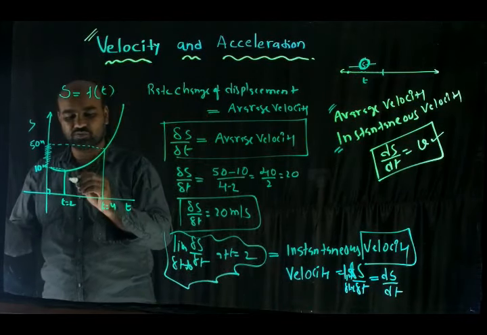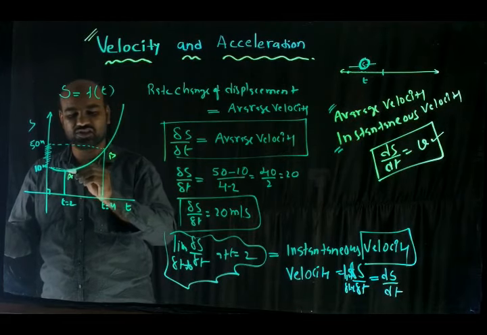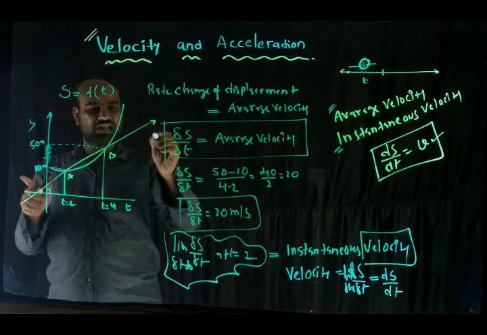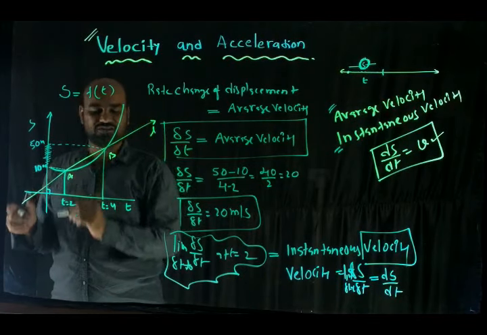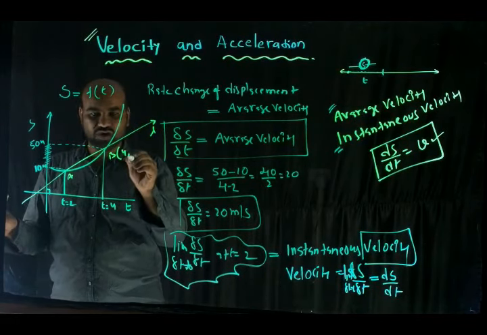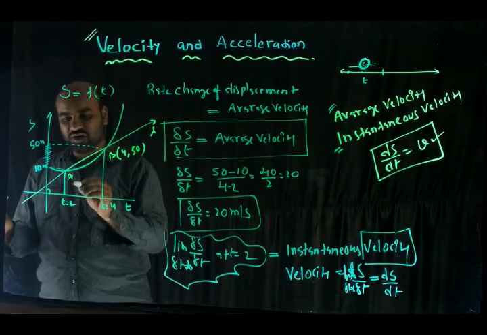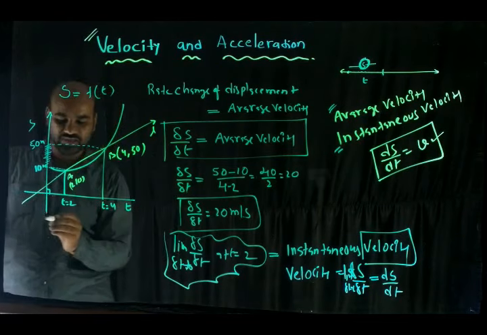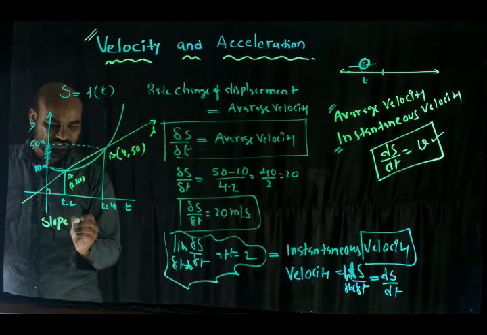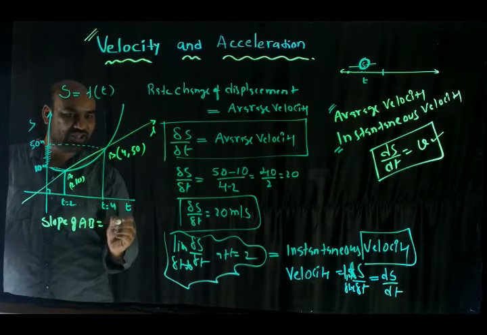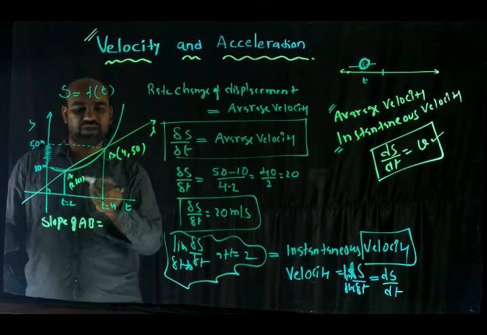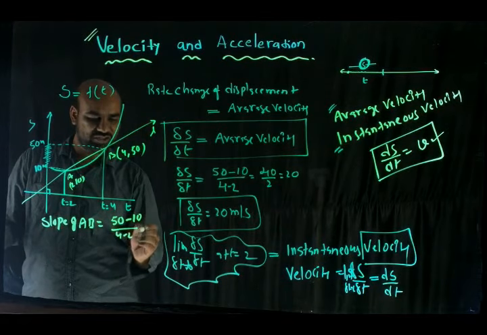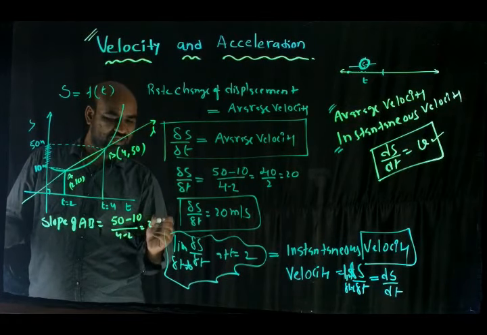For example, this point is say A, this point is B. Join these two and extend. This line is called a curve. Coordinates of B are (4, 50). Coordinates of A are (2, 10). Just to find the slope of AB, slope of AB equals (y2 minus y1) by (x2 minus x1), that is (50 minus 10) by (4 minus 2), that is equal to 40 by 2.